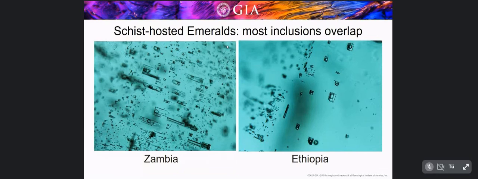Now, what we might see more commonly in schist-hosted emeralds are fluid inclusions. The problem with this, though, is that the fluid inclusions tend to look very similar between the different deposits. This is a photomicrograph on the left of an emerald from Zambia compared to an emerald from Ethiopia on the right. They both have these blocky fluid inclusions that mostly have basically just two phases, a gas and a liquid. For the most part, if you see these blocky fluid inclusions, it doesn't tell you anything about the origin. And that's a problem because these are the most common inclusions that we see in schist-hosted emeralds.